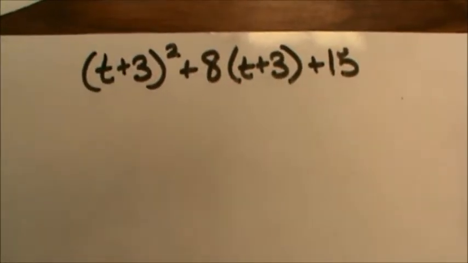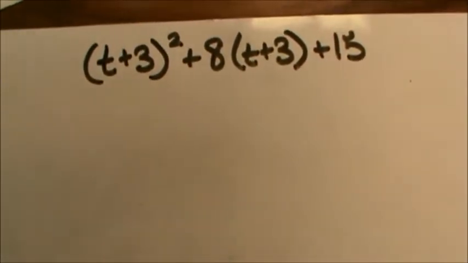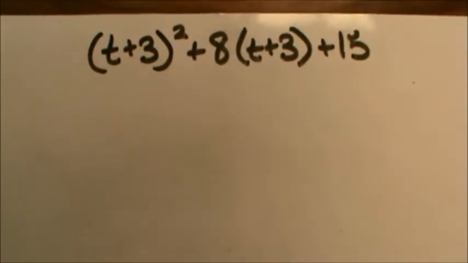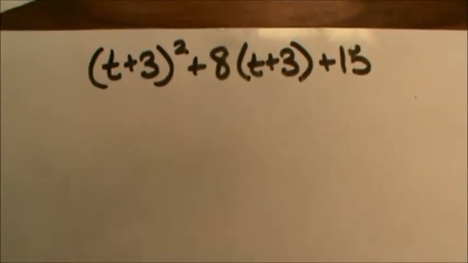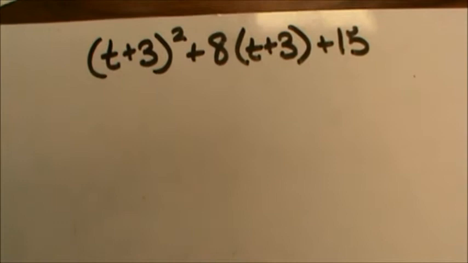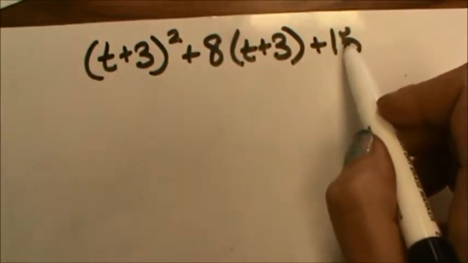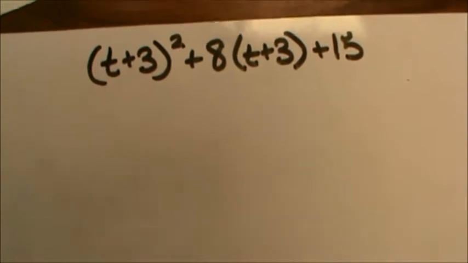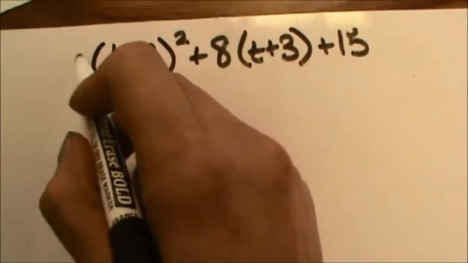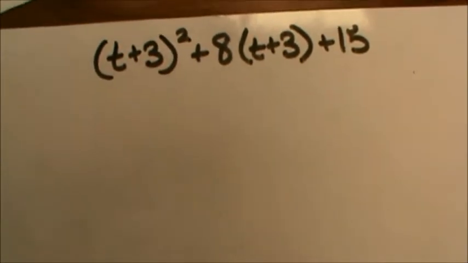Factor completely. First, check for any greatest monomial factors, which there are none in this problem. Next, I'm looking at three terms. Well, I could use perfect square trinomials, except that this last number right here is not a perfect square. So I need to use my coefficient of 1 rule, which is the adds to multiplies rule.